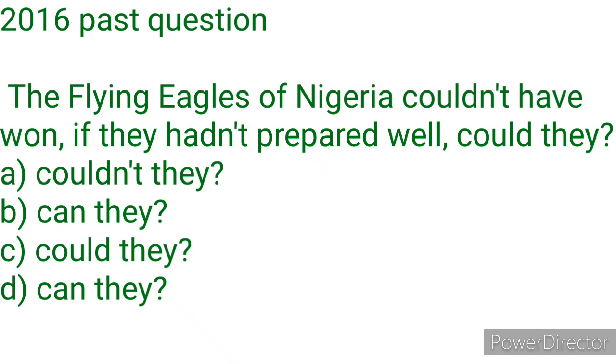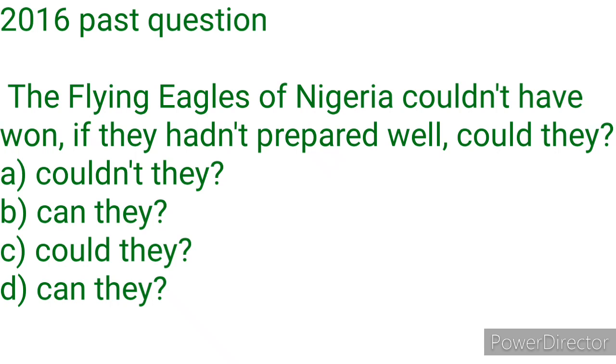And D, can they? Now, the auxiliary verb in the statement, couldn't, is it in the present tense or in the past tense? It is in the past tense. Couldn't, could is in the past tense. It is the past tense of can. Now, what are we going to do first? What we're going to do first is to strike off all the options that are in the present tense.